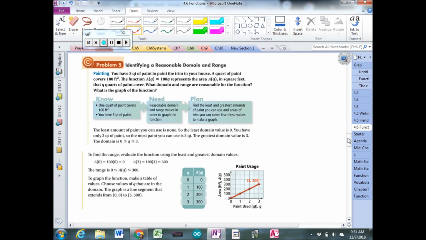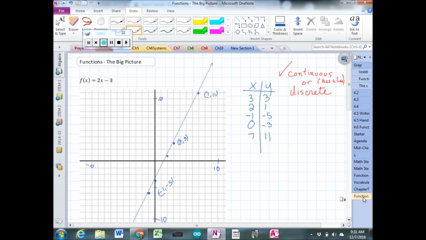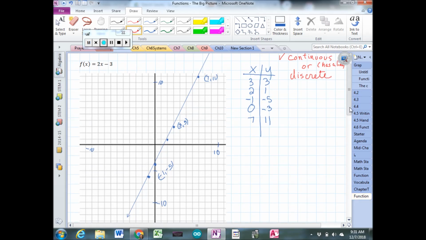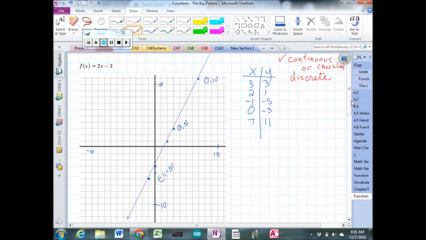we see that we can only use up to 3 quarts, so our domain would be 0 to 3. But since we can use 2.5 quarts or 2 quarts or 1.5 quarts, we could have anywhere in between those points. So it would be continuous, but it could not go above 3, and therefore it would not have an arrow on the end, and it would still be continuous.